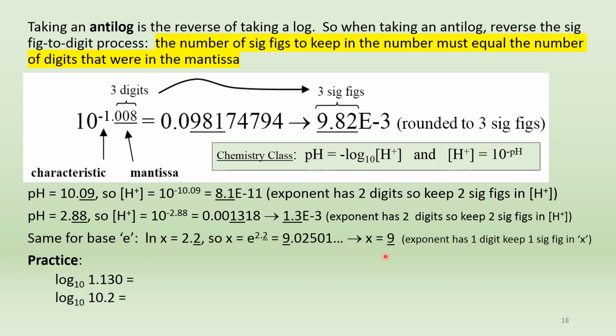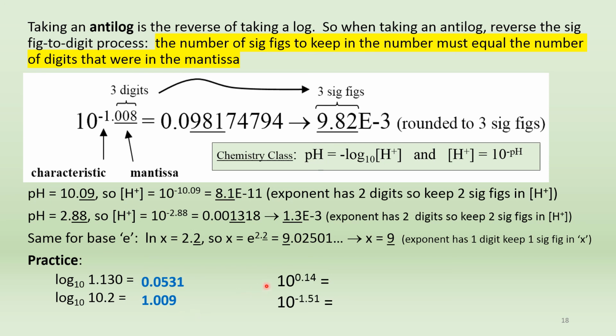Let's get some practice. The log of this number has 4 sig figs, and so we want to keep 4 digits to the right of the decimal point in the mantissa, 0.0531. The log to the base 10 of 10.2 has 3 sig figs, so we're going to keep 3 digits to the right of the decimal in the mantissa, 009. So the answer is 1.009.